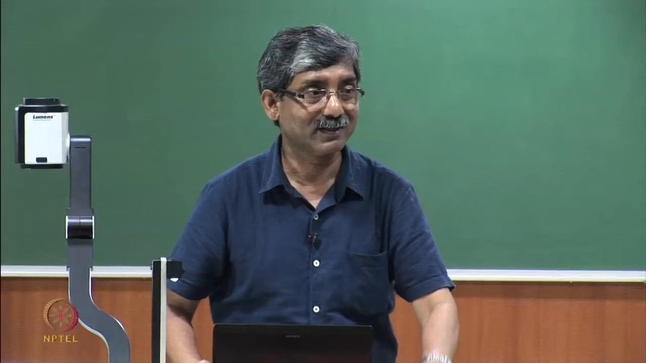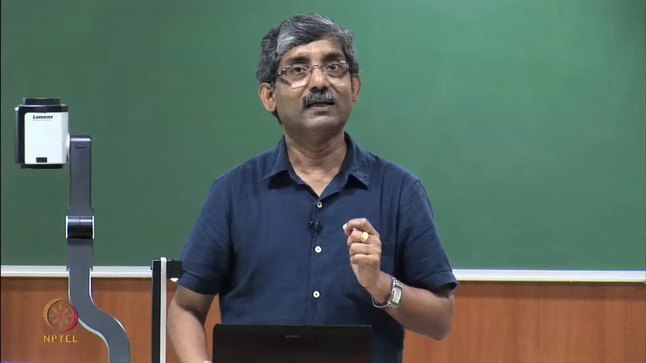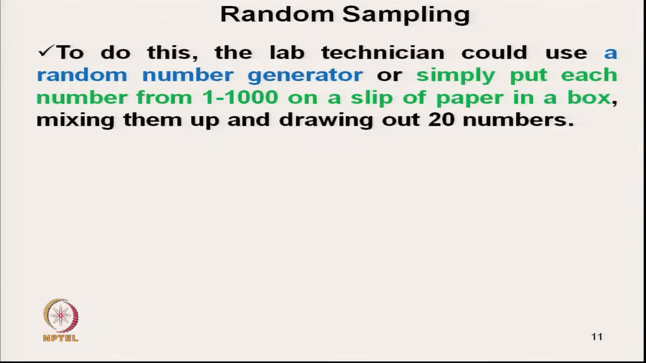So, how to do that? What will he do? He can use two techniques. One is he can generate random numbers. From 1 to 1000, 20 random numbers can be generated, and he picks the samples. But here one has to be very careful that the population is numbered carefully, with no bias in numbering. So, the lab technician could use a random number generator.